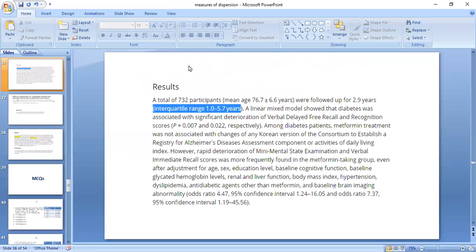quartile. Results. A total of 732 participants, mean age 76.7 plus minus 6.6 years, were followed up for 2.9 years with the interquartile range of 1.0 to 1.7 years. A linear mixed model showed that the diabetes was associated with significant deterioration of verbal, delayed pre-recall, and cognition series. Among diabetes patients, metformin treatment was not associated with changes in any Korean version of the consortium to establish a registry for the Alzheimer's disease assessment component or activities of daily living, however, rapid deterioration of mini mental state examination of verbal immediate recall scores are more frequently found in metformin taking group.